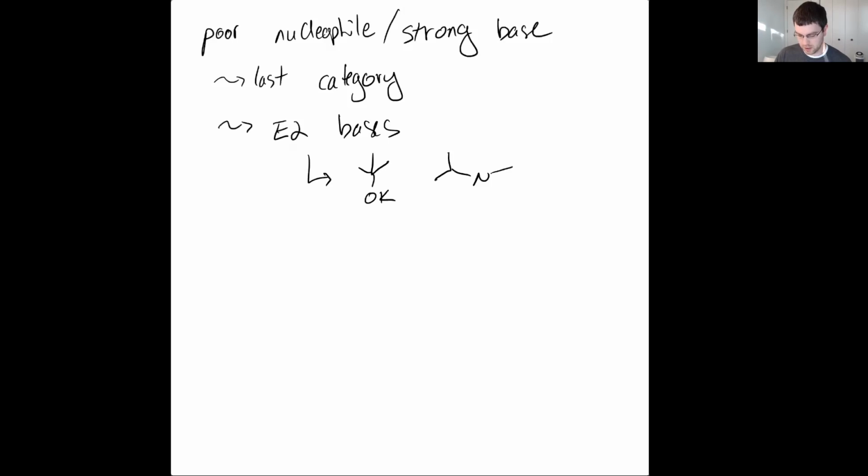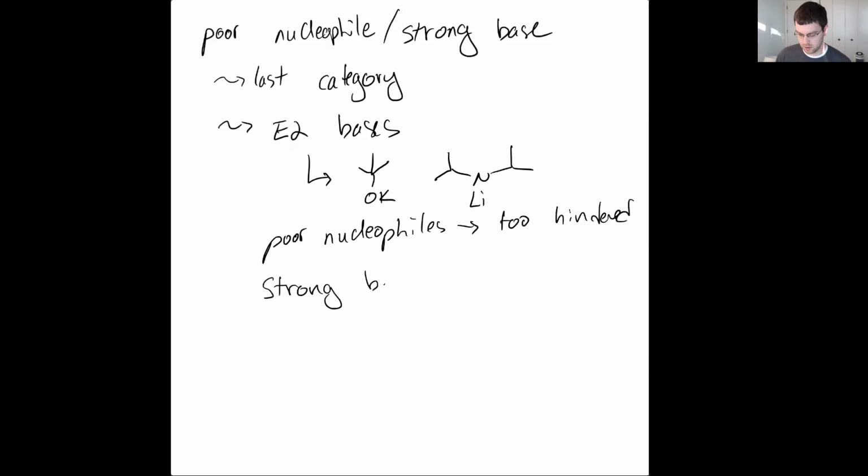E2 bases are these two guys. And they are poor nucleophiles because they're too hindered, but they're strong bases. The reason I know that is because they have a negative charge on N or O. If you've got a negative charge on an N or an O, then you've got a strong base.